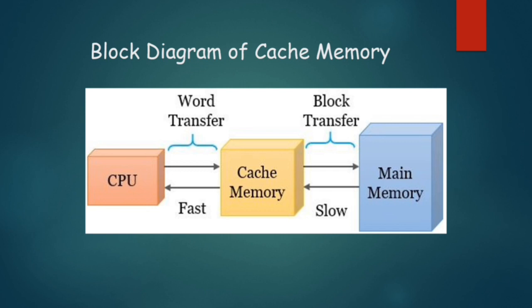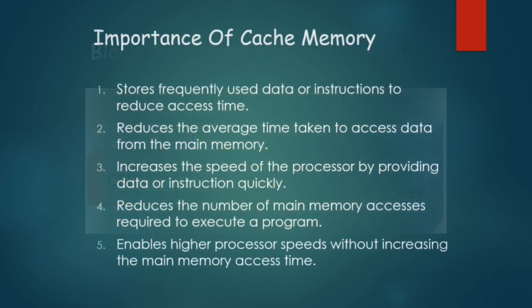Hello everyone, my name is Deepak More. So, as we saw earlier, what is cache memory and the block diagram of cache memory. Now we see the importance of cache memory. Cache memory is used to store frequently used data or instructions in order to reduce access time. It's a very fast memory as compared to main memory. It reduces the average time taken to access data from the main memory.